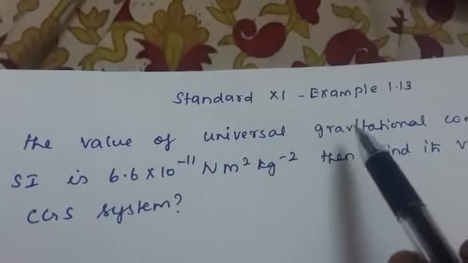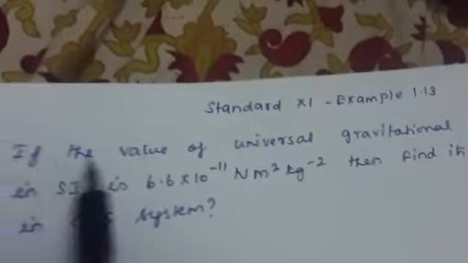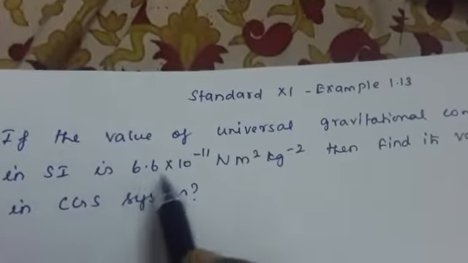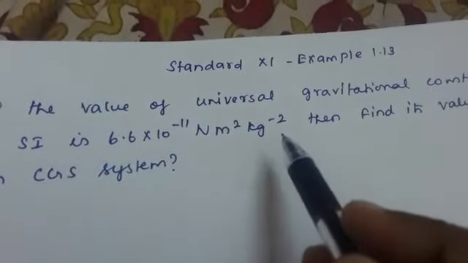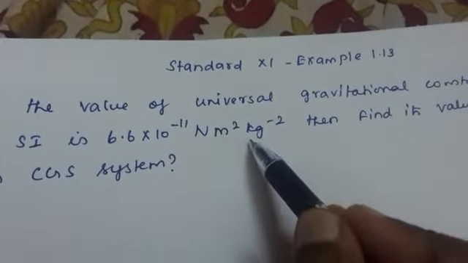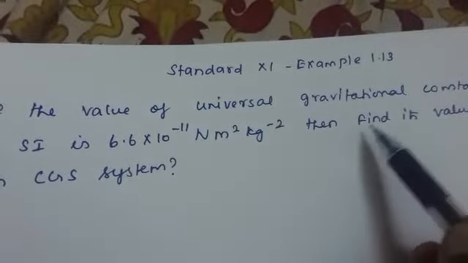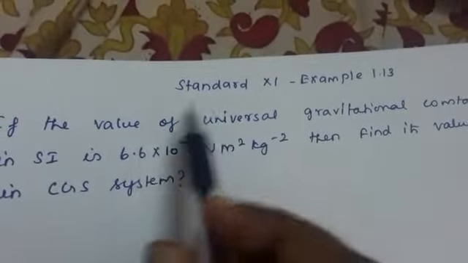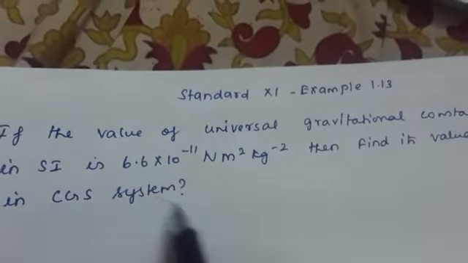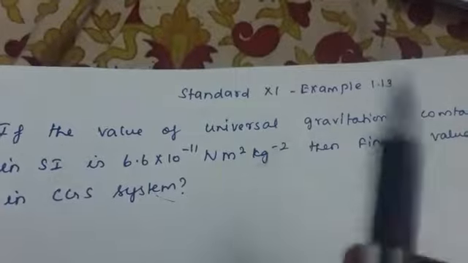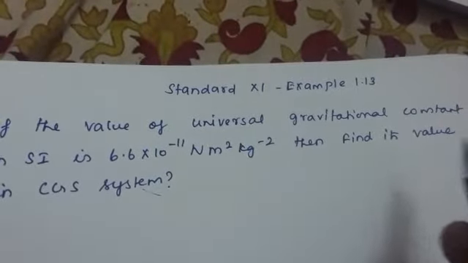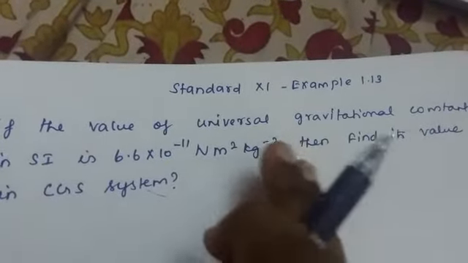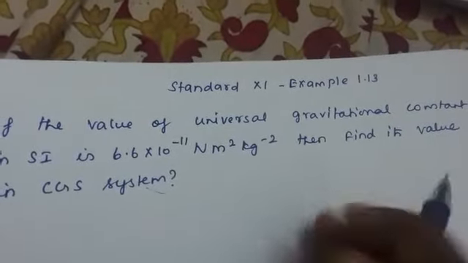Standard 11, example 1.13. If the value of universal gravitational constant in SI is 6.6 into 10 raised to minus 11 Newton meter square kilogram raised to minus 2, then find its value in CGS system. What is given in your problem is the value of universal gravitational constant in SI system. Now you have to find the value of the gravitational constant in CGS system, that is conversion of one system of unit into another system of unit.